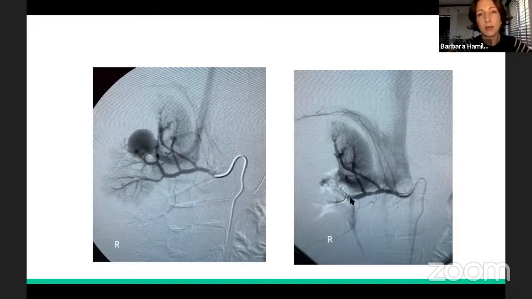So here you can see on the right side, I crumpled one of those little microcoils into this branch because I thought it was supplying the pseudoaneurysm. And I was right about that part. So you can see that in the second image, the pseudoaneurysm is no longer lighting up, but we still see this renal vein and the IVC filling too early. So we still have a traumatic arteriovenous fistula.